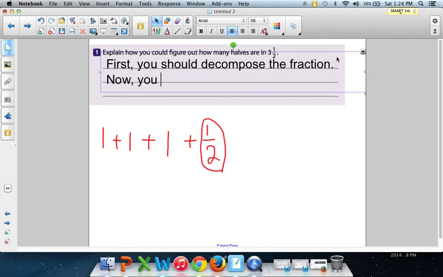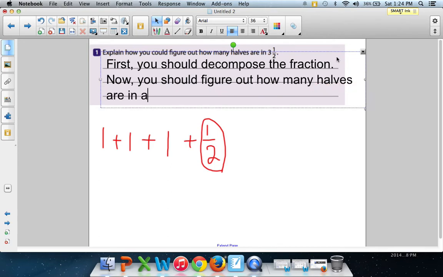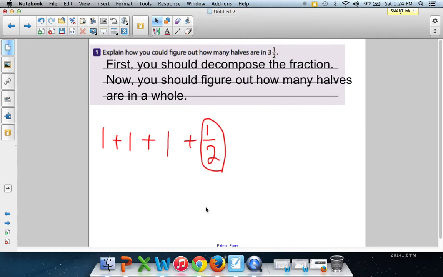Now you should figure out how many halves are in a whole. And how many halves are in a whole? Think about it. Halves is when the denominator has a 2. Right? That's what a half looks like. Don't believe me? Look, right there. That's a half, isn't it? And what's the denominator? A 2. So a 2 should be on the bottom.